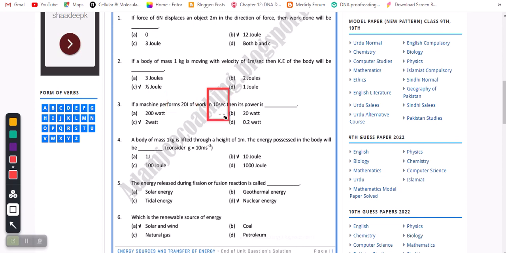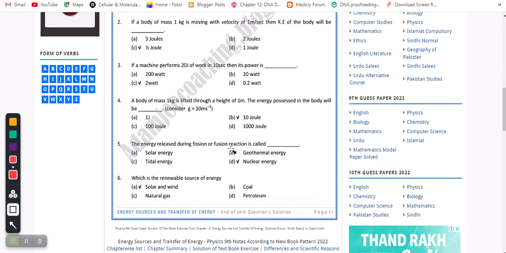Time is always in seconds. If the time is in minutes, you have to convert it, and then put them in the working formula. So W upon T is 20 upon 10. The answer is 2. What is the SI unit of power?